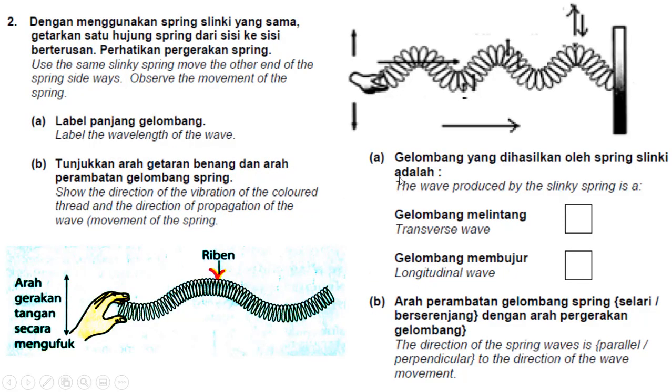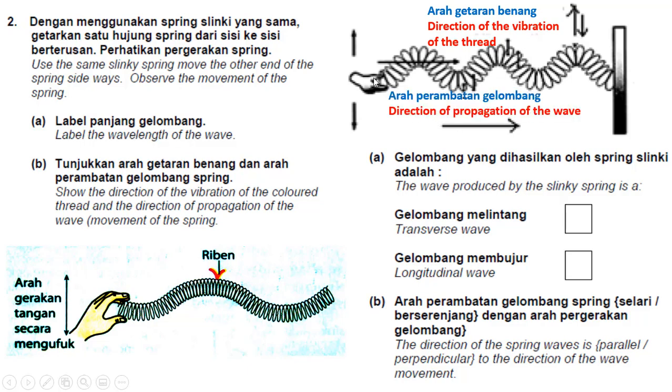So for the second one, we have the transverse wave. This time we move up and down, and the wave moves to the right, and the ribbon moves up and down. So the direction of the thread or the particles is up and down, and the wave moves from left to right. So this is the direction of propagation of the wave. So they are perpendicular to each other. This is what we call a transverse wave.